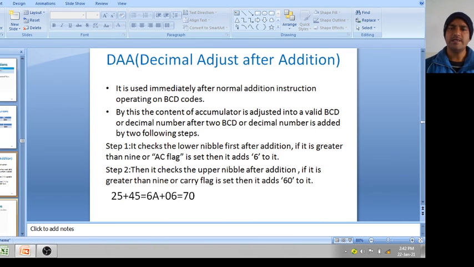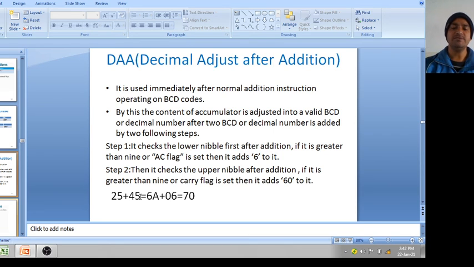Hello everyone. Till now you have seen all the data transfer instructions and arithmetic instructions. In case of arithmetic instructions, the destination operand must be the accumulator. Now the last arithmetic instruction which is left is DAA. DAA is decimal adjust after addition. It is used immediately after a normal addition instruction and it is used for the BCD number system. It means after applying this instruction you will get the result in the BCD number system.